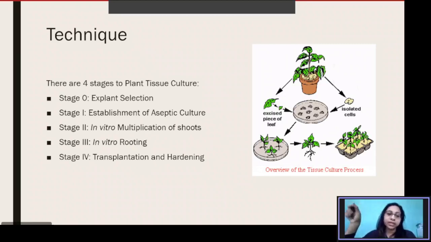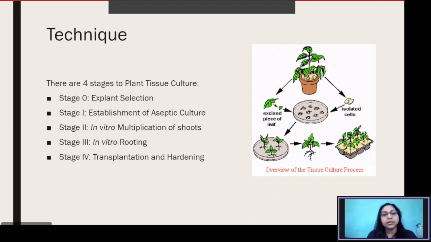So that's stage 2. Stage 3 is in vitro rooting, where each of those explants are induced to root by the use of plant hormones, which we'll talk about a little bit later. And finally, transplantation and hardening of the plant before field establishment. Let's dive a little bit into each stage.